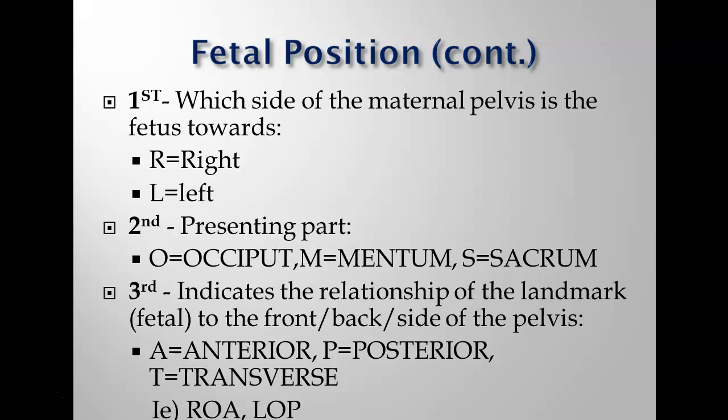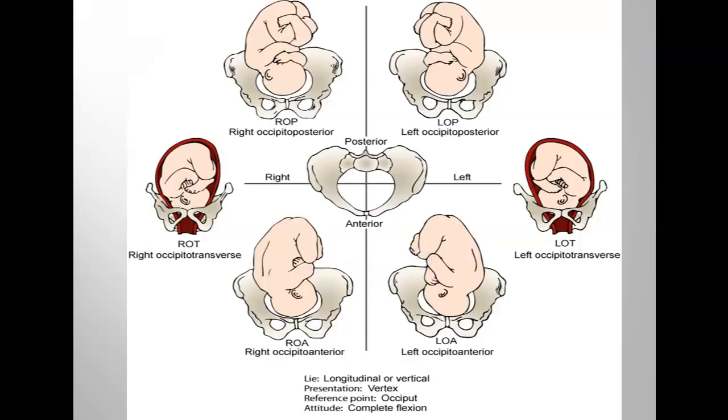The second thing we determine is, are we looking at the occiput, which is the back of that baby's head, the mentum, which is more like the chin, or the sacrum if they were in a breech presentation. And then the third indicates the relationship of the landmark of the fetus to the front, back, or side of the pelvis, meaning is the baby's occiput toward the anterior, posterior, or is it transverse? And examples would be what we call ROA or LOP. So we would say right occiput anterior or left occiput posterior. Those are examples. So we're going to go ahead and look at some pictures to help you make more sense of this, because this is a difficult concept to figure out.